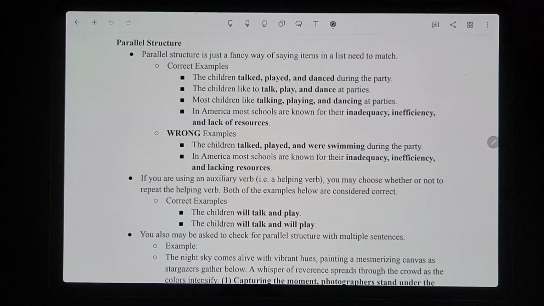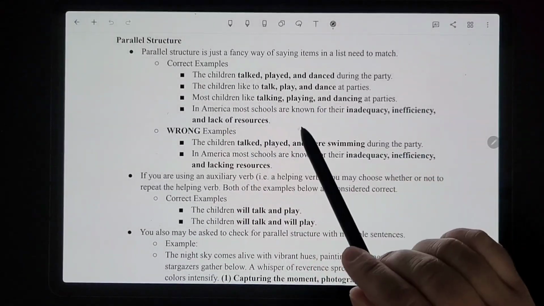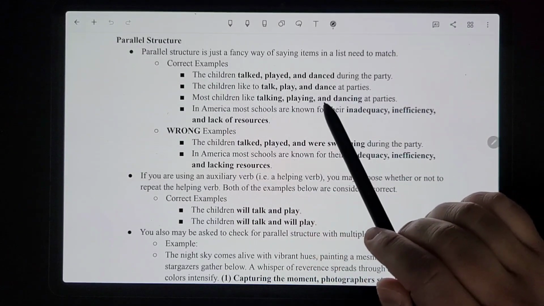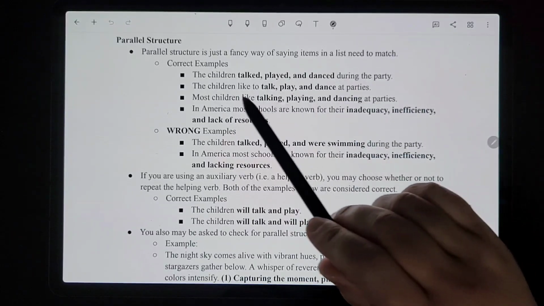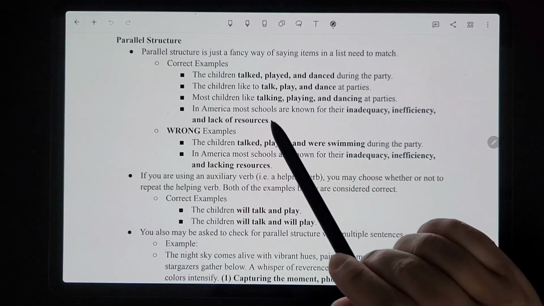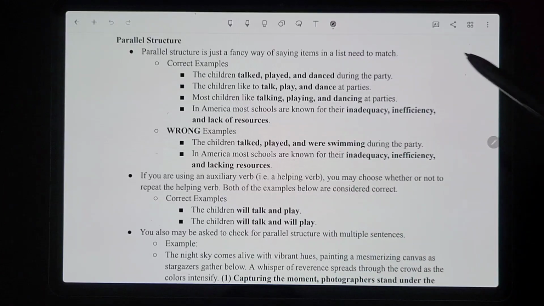So, with parallel structure, that's just a fancy way basically of saying that items in a list need to match. You're usually going to see this talked about with verbs, like verb tenses. For example, these are all correct examples because when you see the three verbs that are listed, they're all in the same tense. Like they all end in -ed here: talked, played, danced. The same thing over here when they're talking in present tense, like talk, play, and dance. Talking, playing, dancing, they all match. They're all the -ing version.